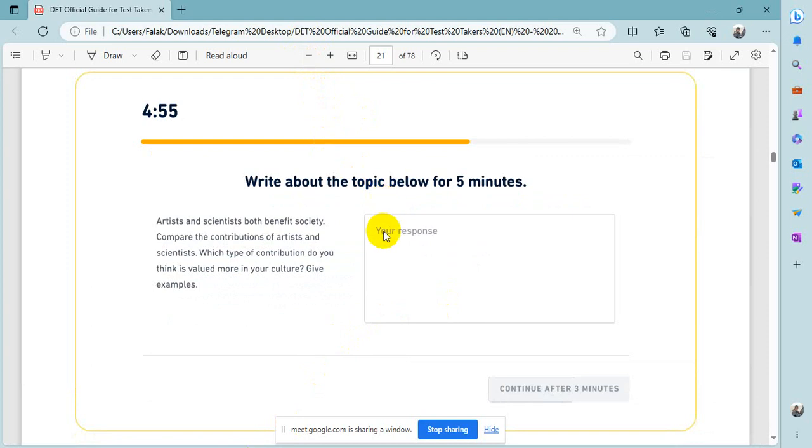For example, write the first sentence as an introductory sentence or a topic sentence. The first sentence of your paragraph is going to be your topic sentence, and in it you will write the main idea of the paragraph. So decide about the answer which you want to provide, and provide that answer exactly in the topic sentence. For example, which type of contribution do you think is valued more in your culture? Give examples. So, you can start like this.